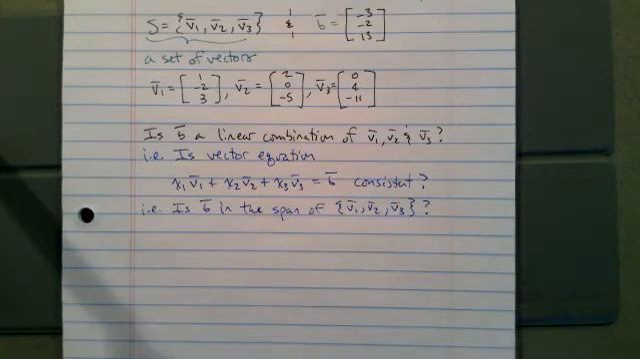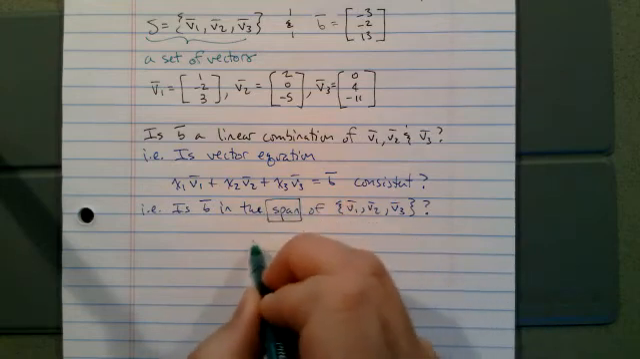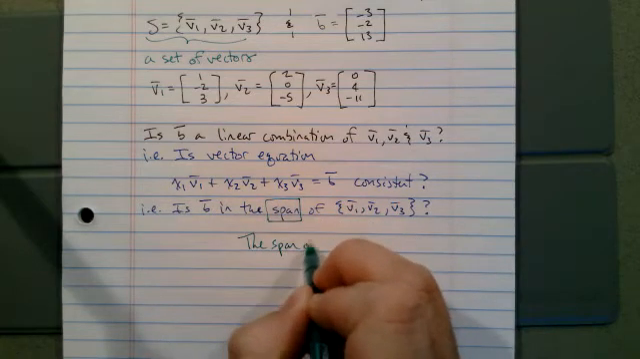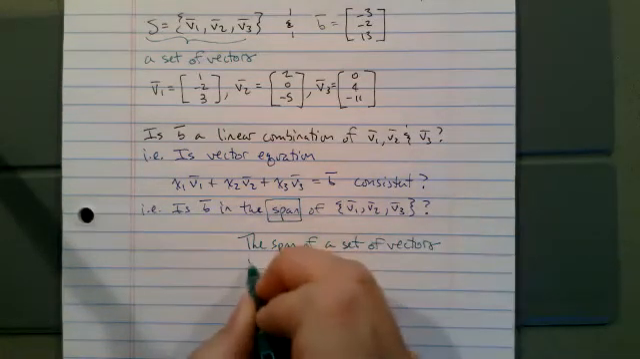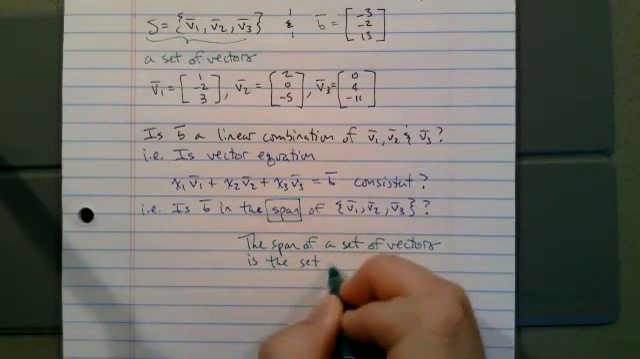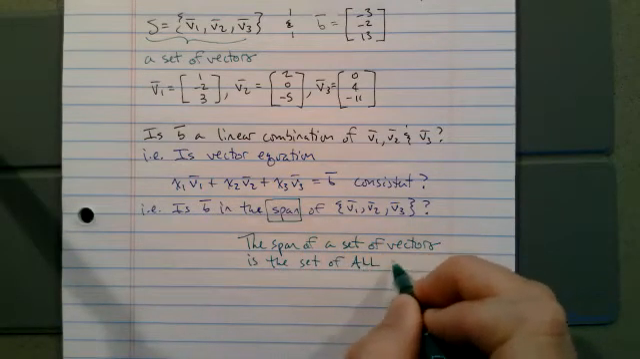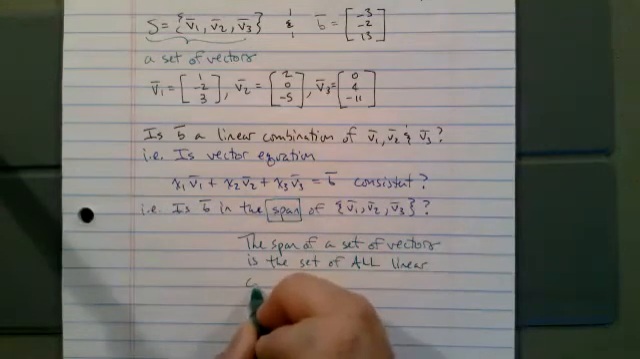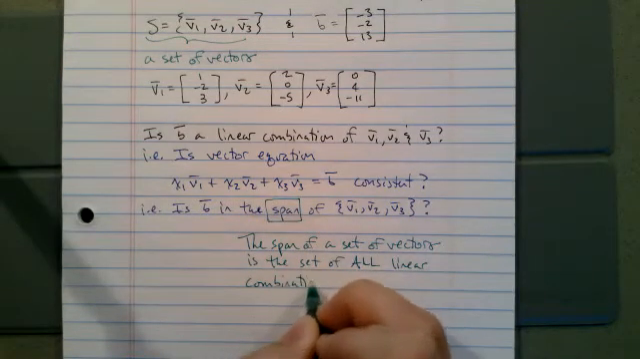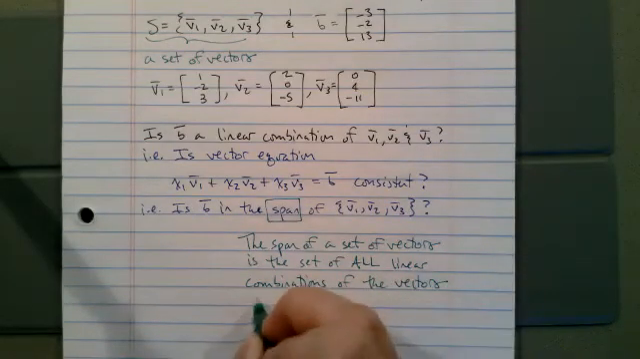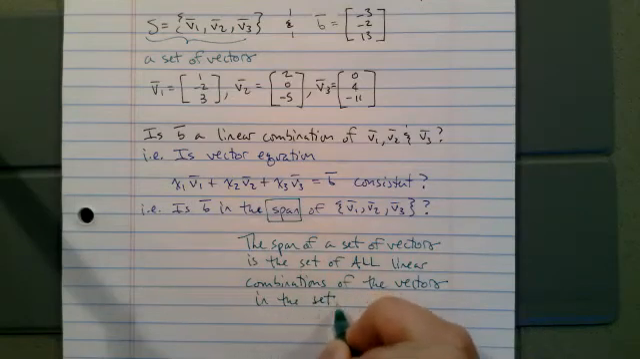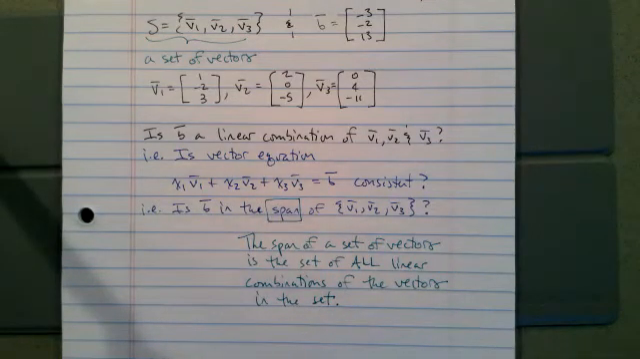The span of a set of vectors is the set of all linear combinations of the vectors in the set. Talking about the set contains vectors. The span is all the linear combinations of those vectors.